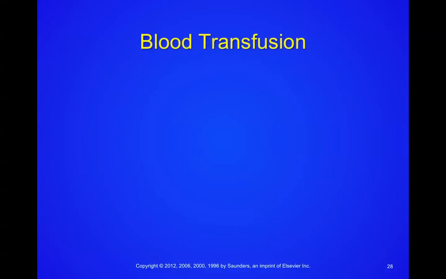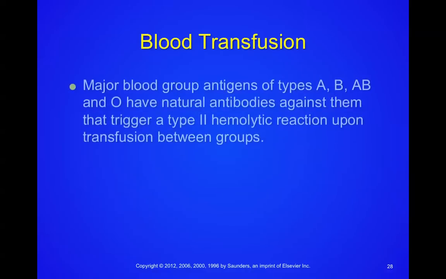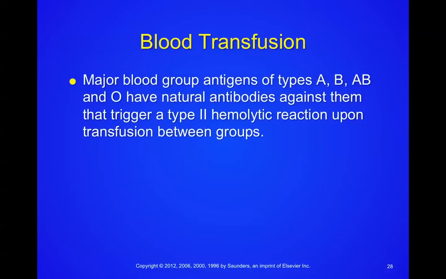Blood transfusion is transplantation that involves liquid tissues. The major blood group antigens of types A, B, and O have natural antibodies against them that trigger a type 2 hemolytic reaction upon transfusion between groups. Group A contains anti-B antibodies, B contains anti-A antibodies, O contains both, and AB contains neither. As a result, persons with O blood are called universal donors, and those with AB are called universal recipients.